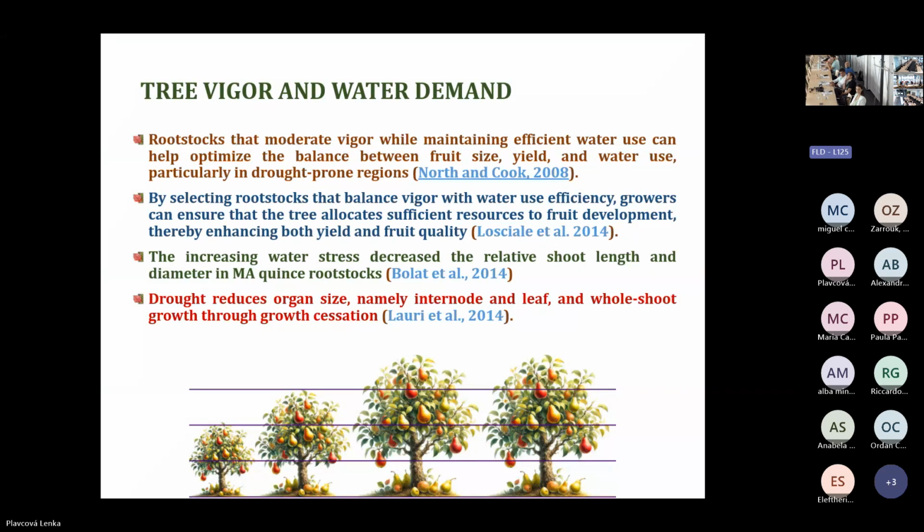And the relationship between rootstock, water use, and tree vigor is very well known. Rootstocks that have a deeper root system take more water in drought periods, and those rootstocks can induce a more vigorous canopy. So in this case, we should be very careful with balancing vegetative and generative growth to finally have good quality and good yields of pears.